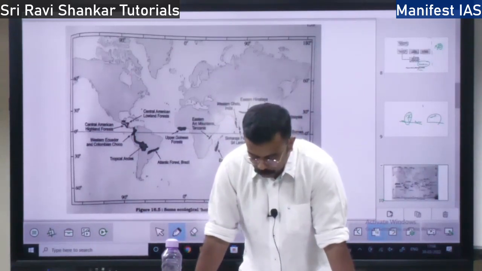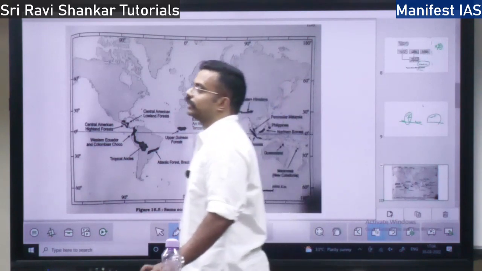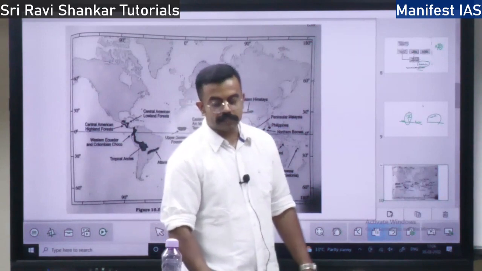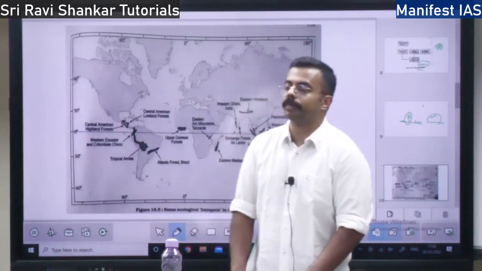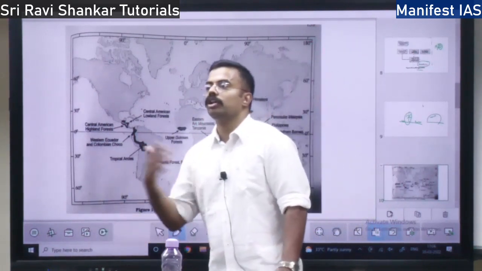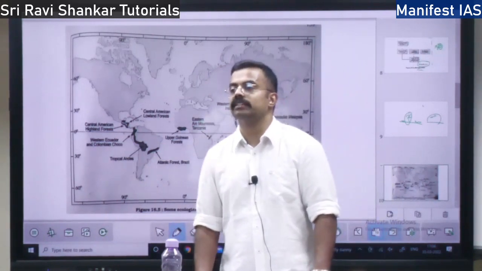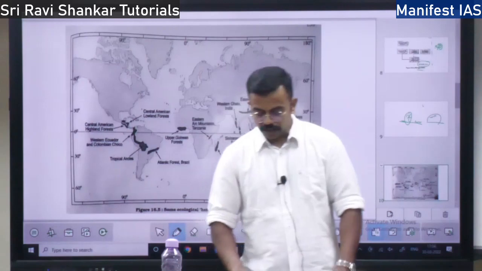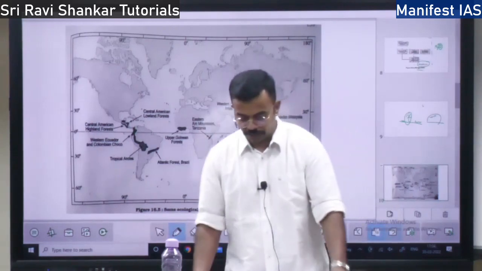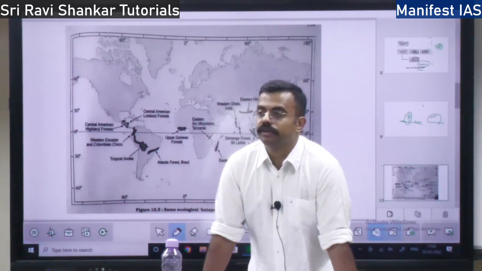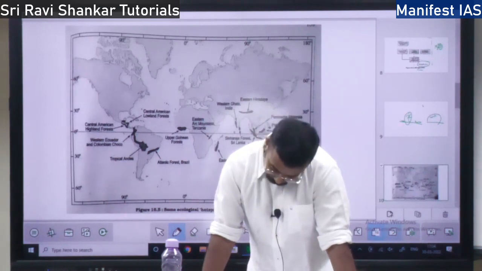Next we will talk about the loss of biodiversity. Why is biodiversity being lost? First is the increasing human population. Because of it, humans want to consume a lot of natural resources, so natural resources are going extinct. That is negative. Then you have deforestation. Deforestation is also reducing biodiversity.